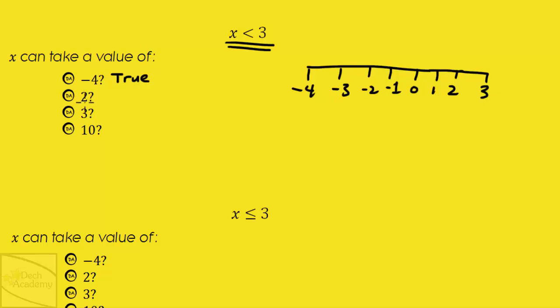X can take a value of 2. Is 2 less than 3? Yes, so that's true. X can take a value of 3. Is 3 less than 3? No, so it's false. X can take a value of 10. Is 10 less than 3? No, so the response is false.